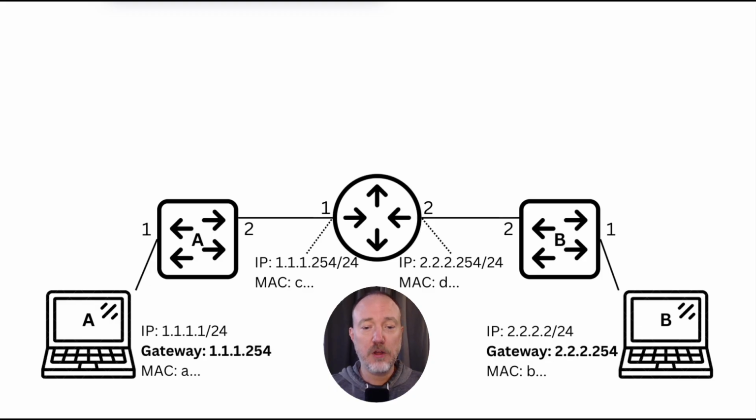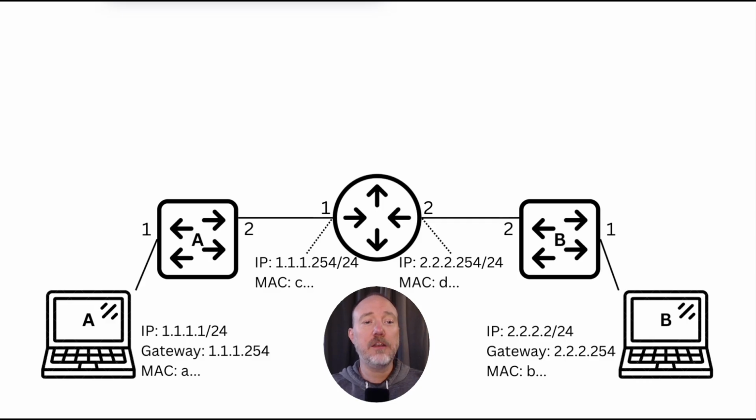So for PCA, its default gateway is going to be 1.1.1.254, which happens to be the IP address of port 1 on the router. That's where it's connected. And then the default gateway for PCB is 2.2.2.254, which also happens to be the IP address of port 2 on the router. That is not random chance. That is what we need, because that router is responsible for communicating between networks here. We'll look at that in a moment.